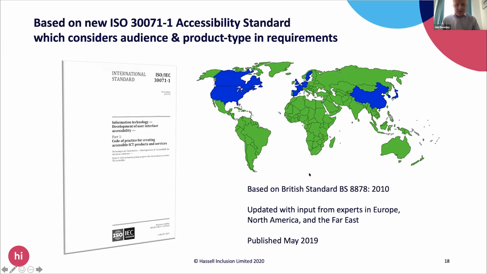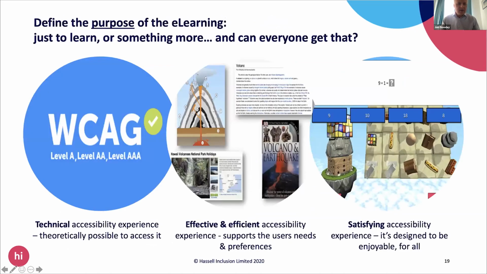It's based on a previous standard called the BS 8878, that some of you might be familiar with, but it does contain expertise from around the world. So what we're talking about here is really the cutting edge in terms of how to approach and deal with accessibility. Now, in terms of e-learning products themselves, what I'm going to do is take some of the key concepts out of there and just touch on them briefly as we go through.